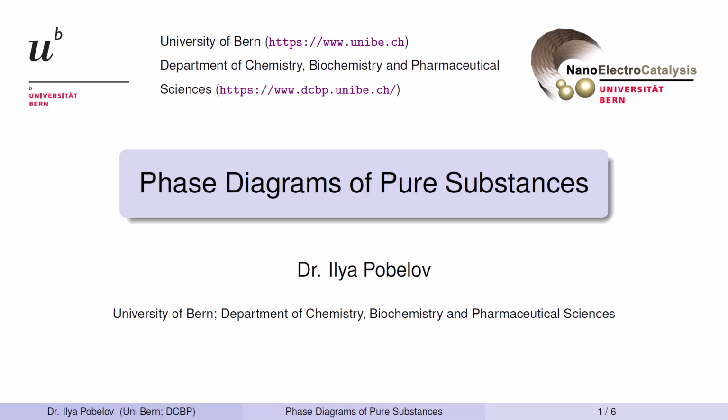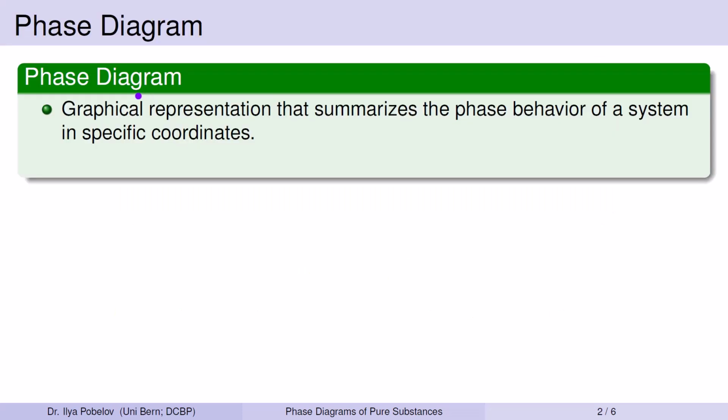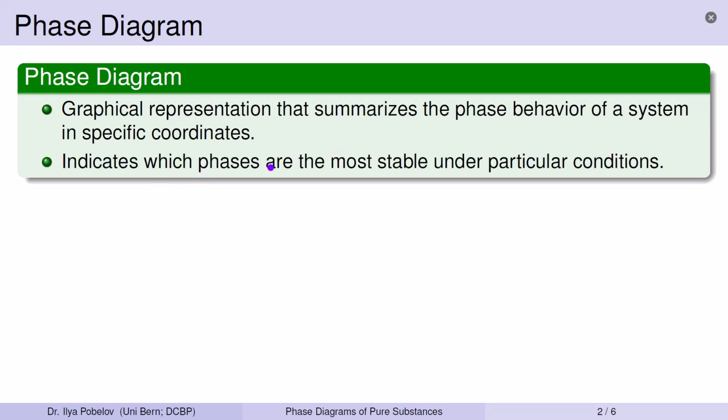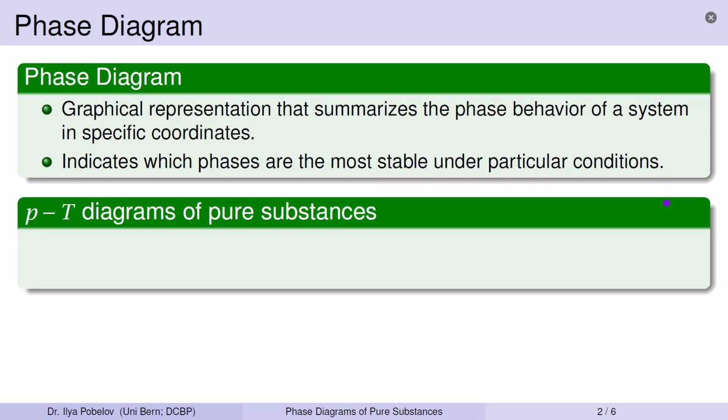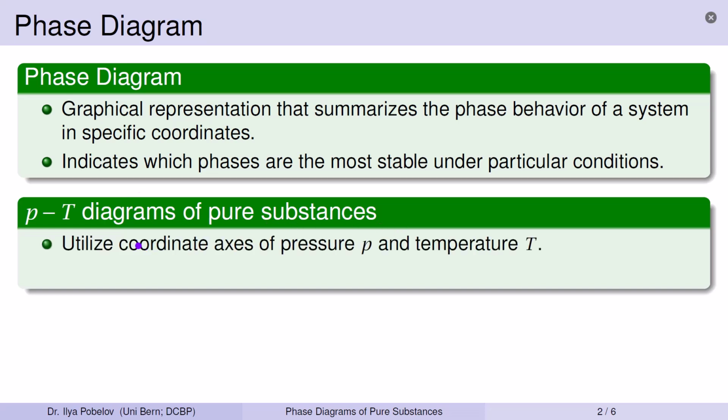In this module, we introduce phase diagrams of pure substances. In general, a phase diagram is a graphical representation that summarizes the phase behavior of a system in specific coordinates. It indicates which phase or phases are the most stable under particular conditions. In this course, we will focus on PT diagrams of pure substances. They utilize pressure and temperature as their coordinate axes.